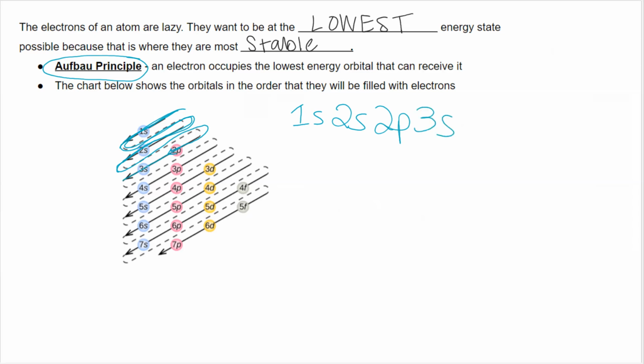And if we keep going, what are the next 2 orbitals that would fill after the 3s orbital? Go ahead and type your answer into the chat.